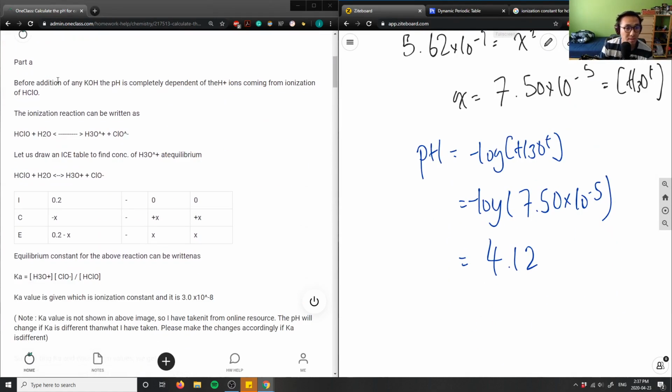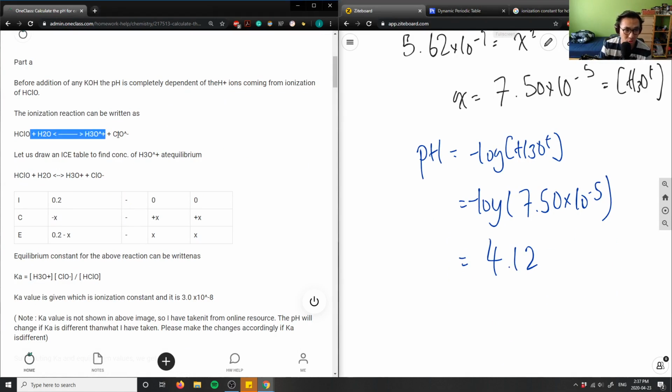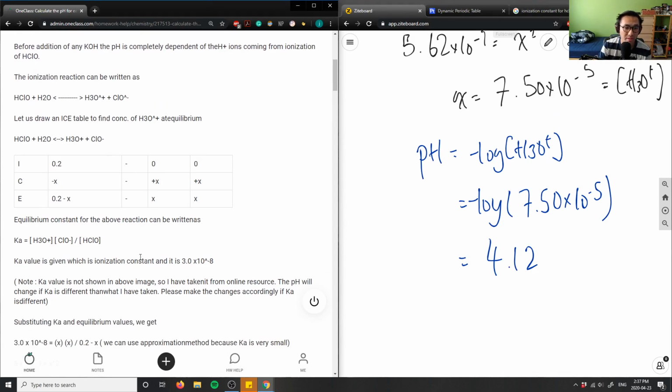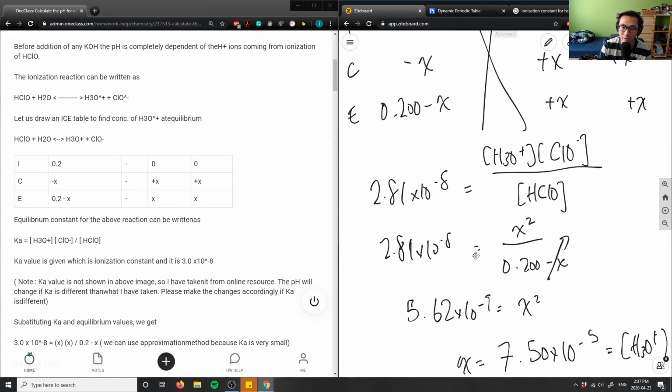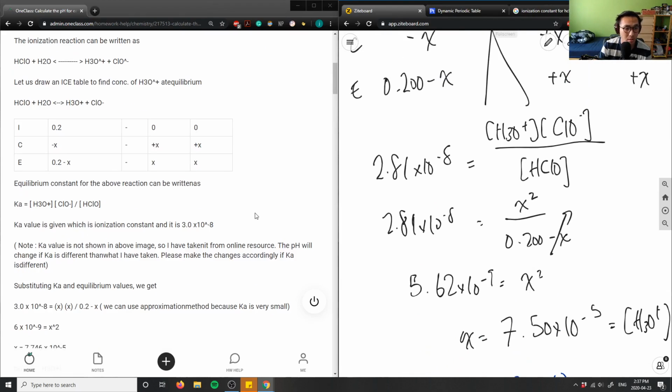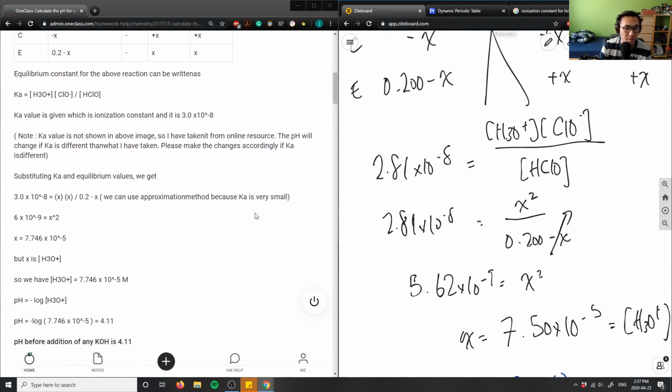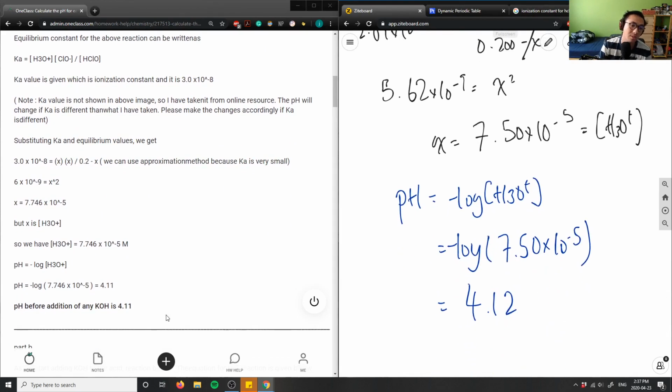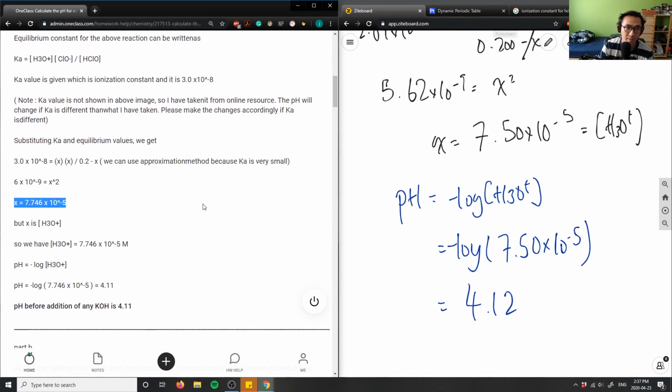Part A shows that they use exactly an ice table like I did as well. They drew out the ionization reaction. That's perfect, and they use an ice table. They gave us the ionization constant as 3.0 times 10 to the negative 8. I wrote 2.81 here, so my answer might be slightly different, but it should be around the same. I have 4.12, this is 4.11. This is basically the same thing.